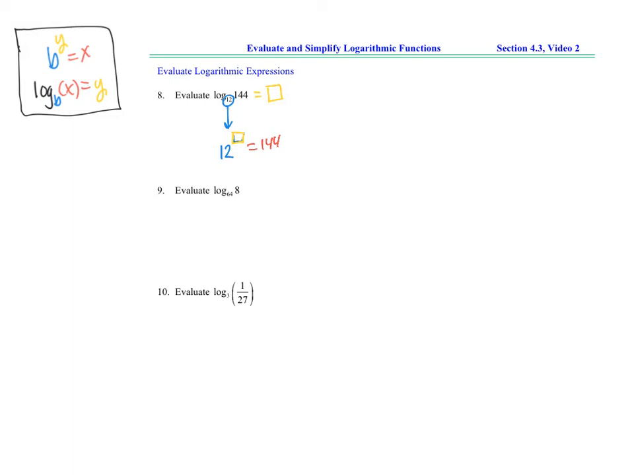Because I know that 12 squared is equal to 144, that means 12 to what power is 12 squared? Well, that has to be 2.